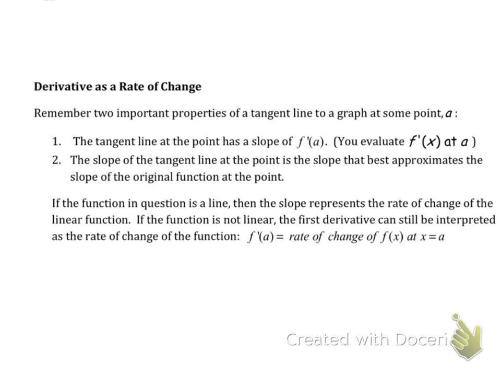If the function in question is a line, then the slope represents the rate of change of the linear function. If the function is not linear, the first derivative can still be interpreted as a rate of change of the function. And here we have it broken down right here.